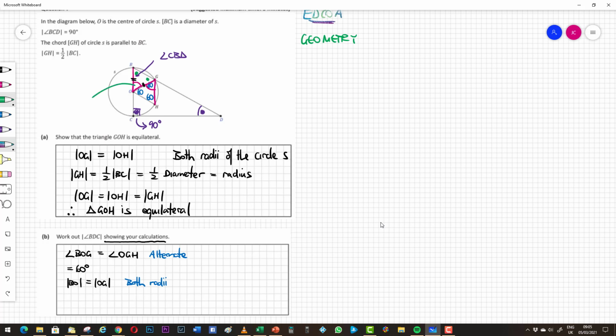Now we've said that BOG is 60 degrees, and so if we subtract 60 from 180, we get 120, and then if we divide that by 2, we get 60 degrees. And so both of these base angles are 60 degrees. And so I'm going to write down that angle OBG equals 60 degrees.